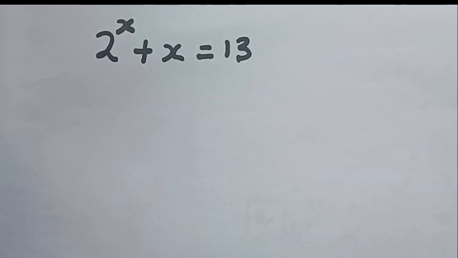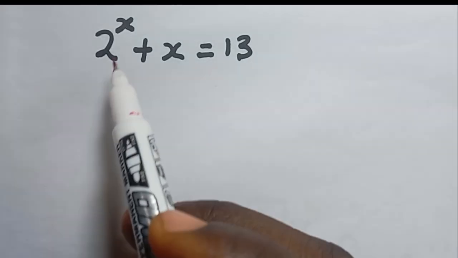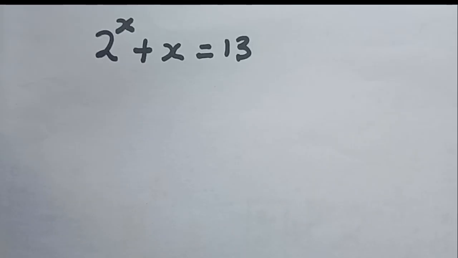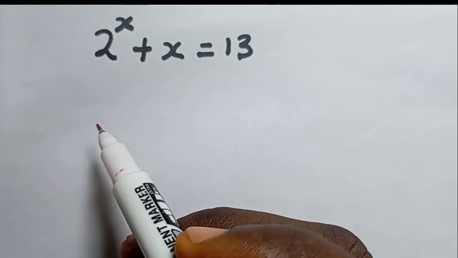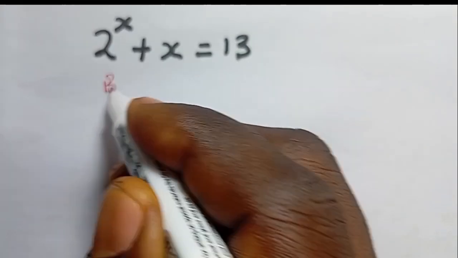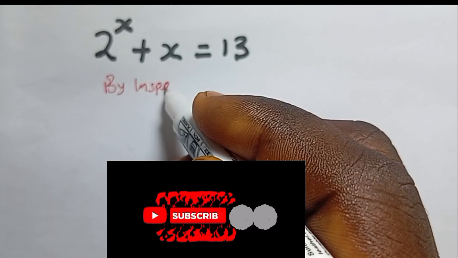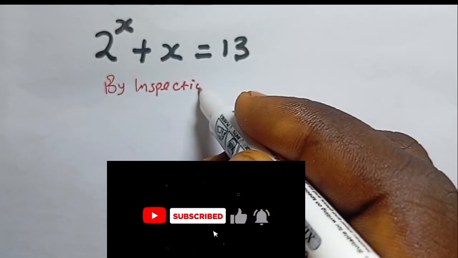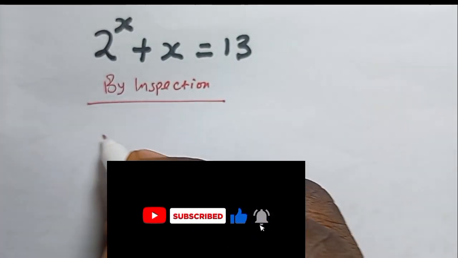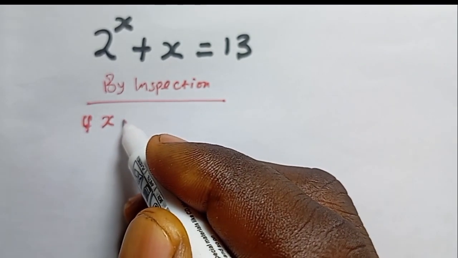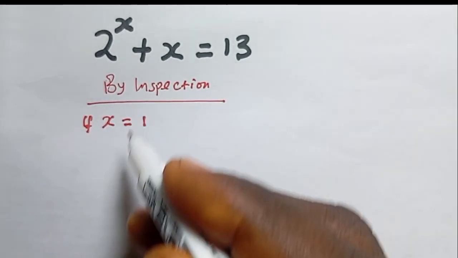So we're going to be solving this equation right here. This is 2 power x plus x is equal to 13. And so what is actually going to be the value of x which will satisfy this? If you want to solve this by inspection, then we can go ahead to check some values. Let's say that if x is equal to, let's say 1, what are we going to be having?